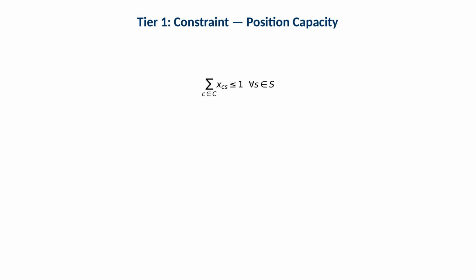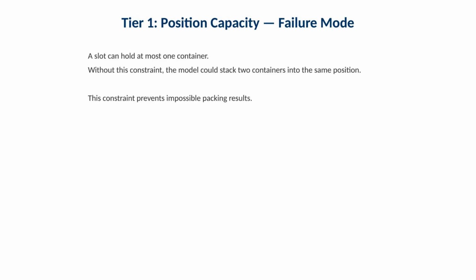This slide enforces that a position can hold at most one container in the simplified model. Operationally, it prevents collisions where two containers are assigned to the same physical slot. If you allow more than one container per slot, the solution may look cheap, but becomes physically impossible. This constraint blocks that failure mode and keeps the plan implementable on the vessel.